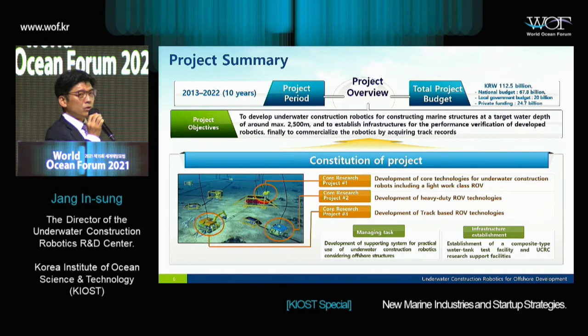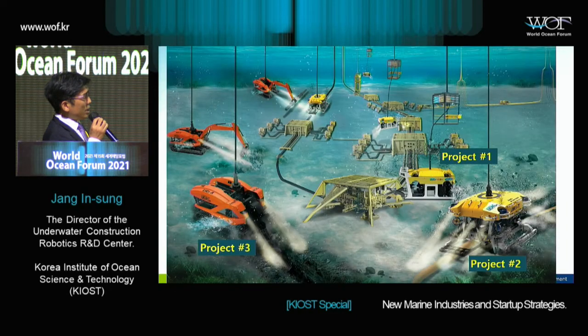The total public budget was really huge. The national budget amount was 67 billion and the local government budget was around 20 billion. And we also received some private funding. So in total, the project budget was about 110 billion Korean won.